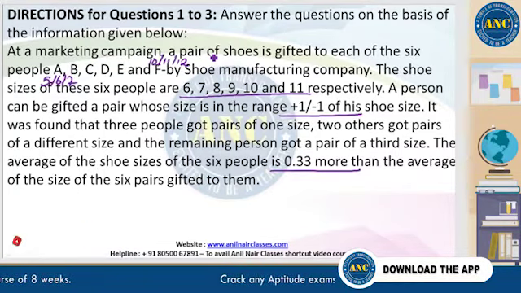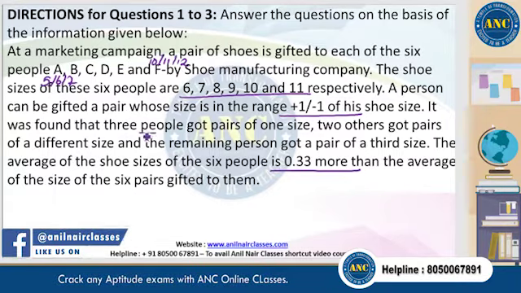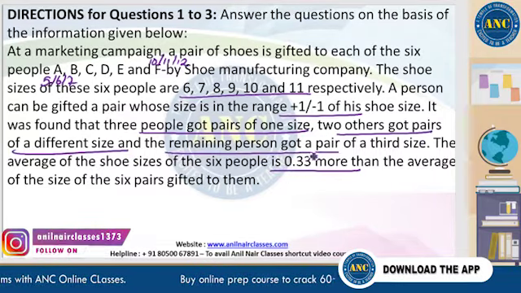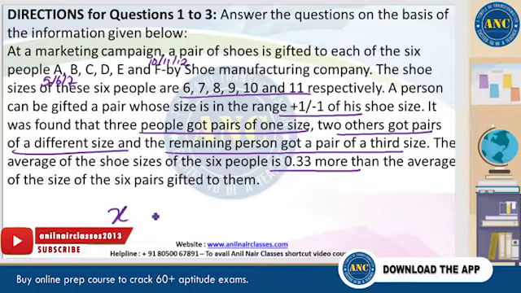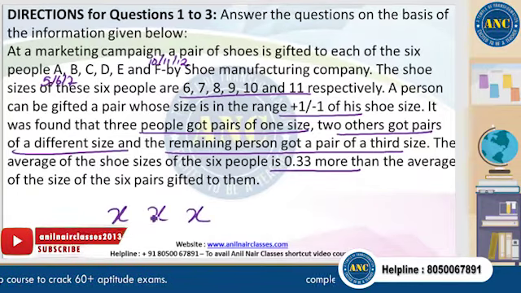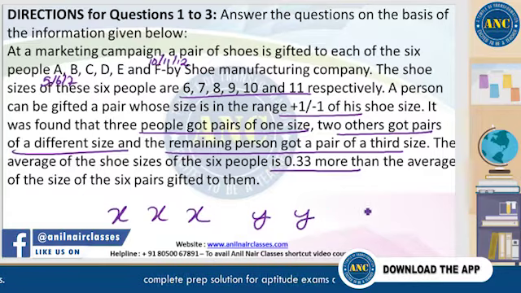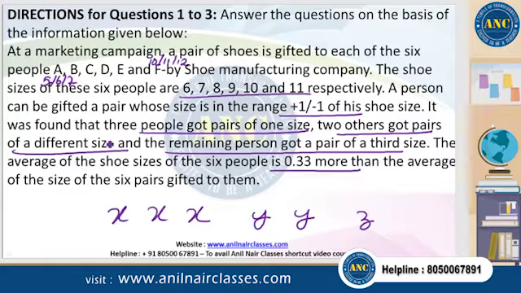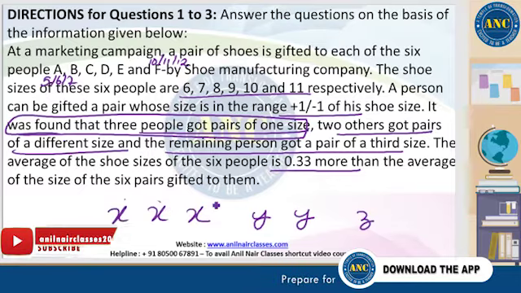All that is there. It was found that 3 persons got pairs of one size, 2 persons got pairs of a different size, and the remaining person got a pair of the third size, which means very important data. 3 persons got X size, whatever the size, it does not matter, 2 persons got Y, and a third person got a Z. It has to be of this format because let's read it again. It was found that 3 persons got pairs of one size. 3 of them. Who? ABC, we don't know.